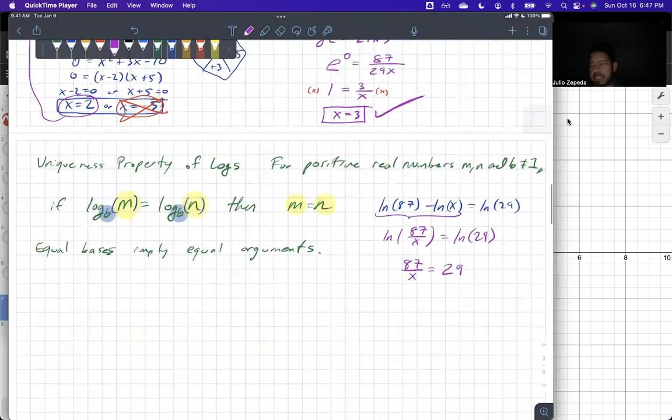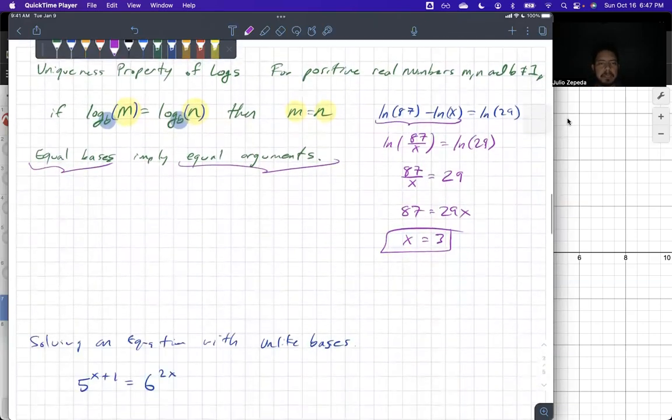So then we can solve this equation here, multiply by x on both sides to get 87 equals 29x, divide by 29 and you get x equals 3. All right, same answer. This is a nice wording of this uniqueness property. Equal bases imply equal arguments. Okay, nice.